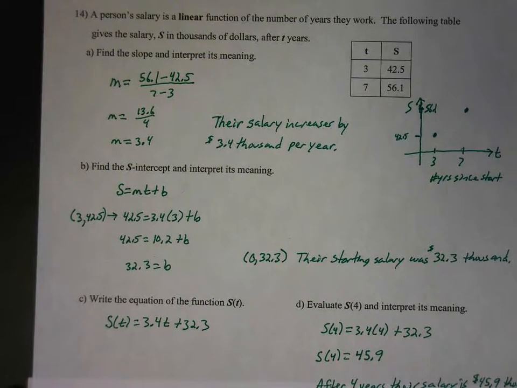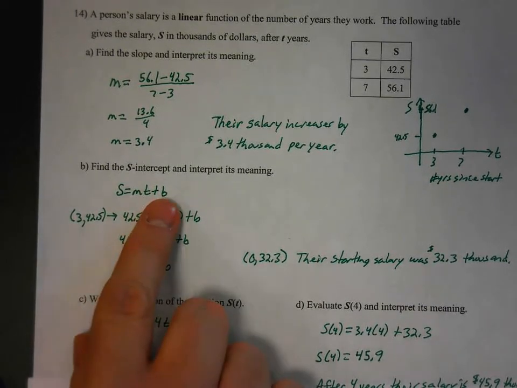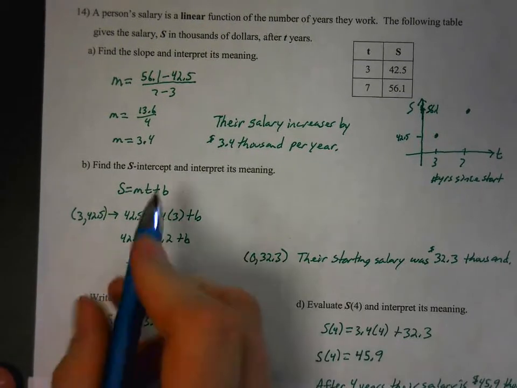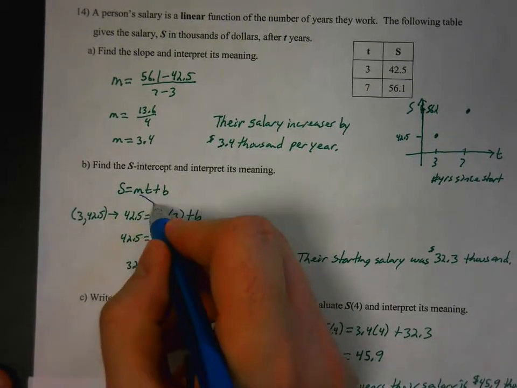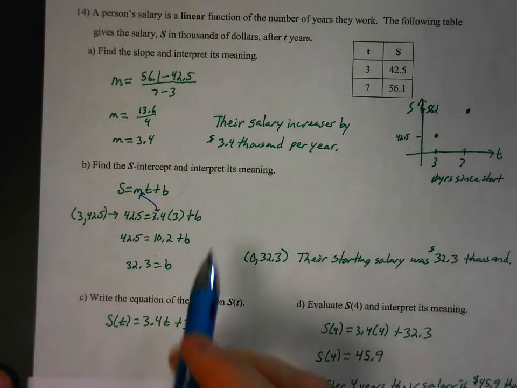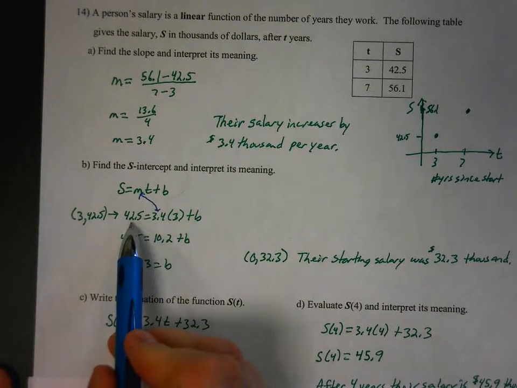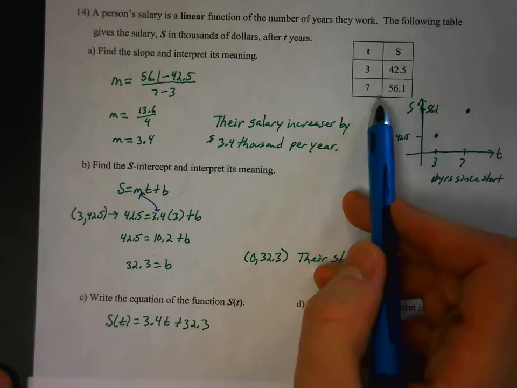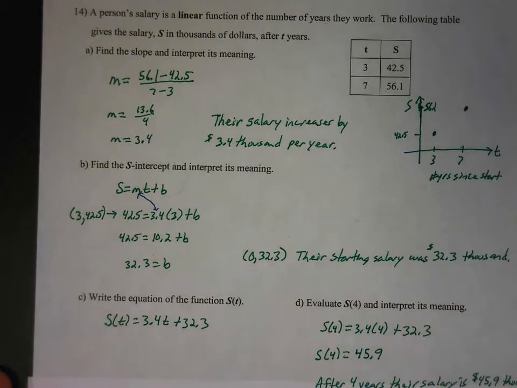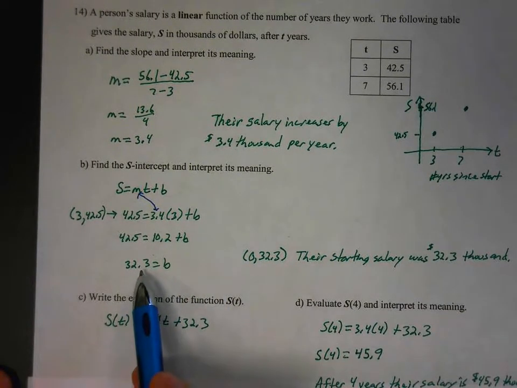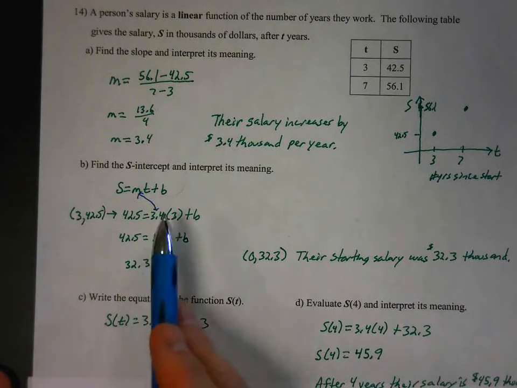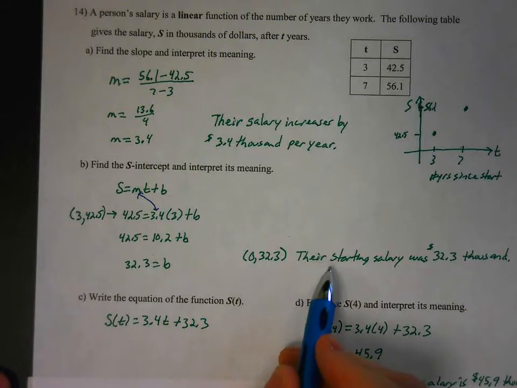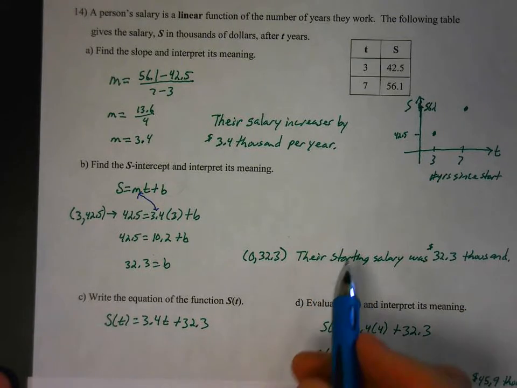Part B, the s-intercept, well, that's the idea of finding the b value. We know the slope is 3.4, so we use the slope. We put 3.4 in for m, and then we use a t and an s value that we know is true. Well, I just used 3 and 42.5. You could have used 7 and 56.1. You would get the same answer either way. When you solve that, you get 32.3. So the s-intercept is (0, 32.3), and that means their starting salary or initial salary was $32.3 thousand.